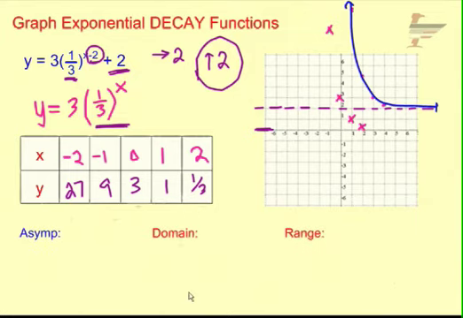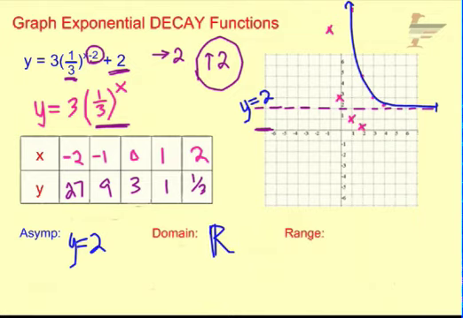Now when it's asking us for the asymptote, that's the line that we just drew. We want to remember always to use the correct notation. It's a horizontal line, so we're going to say y equals, and it's up at 2, so our asymptote is y equals 2. Domain on these functions, we're able to plug in anything for x, the negatives, the 0, the positives, so all real numbers.